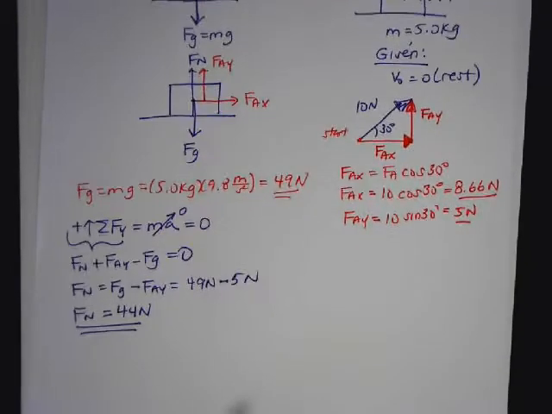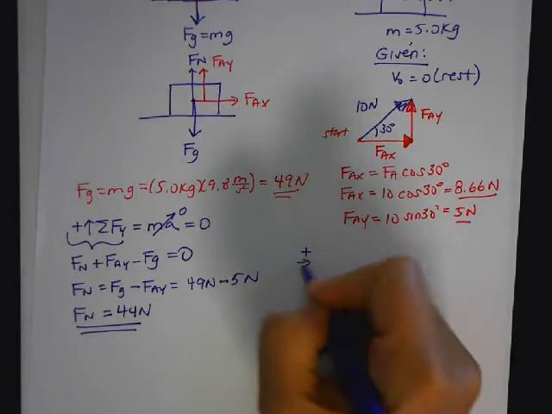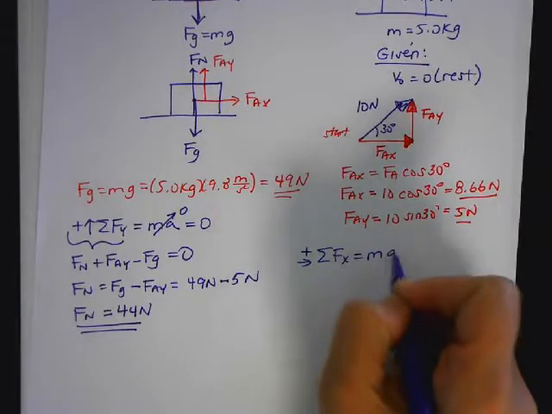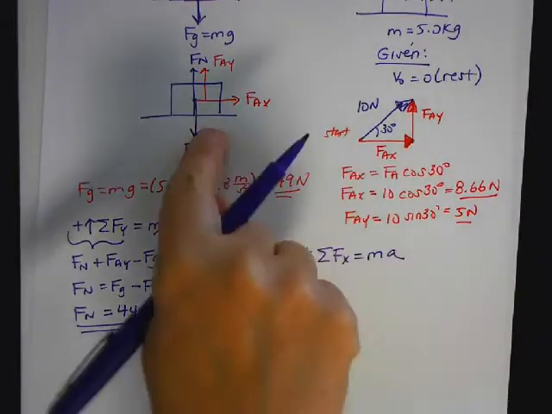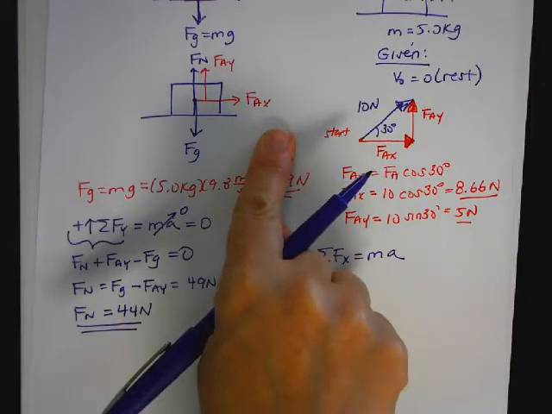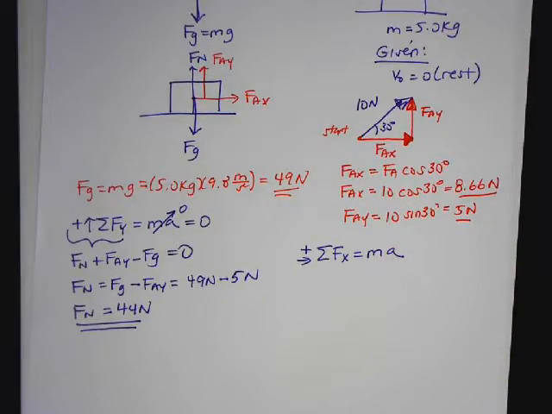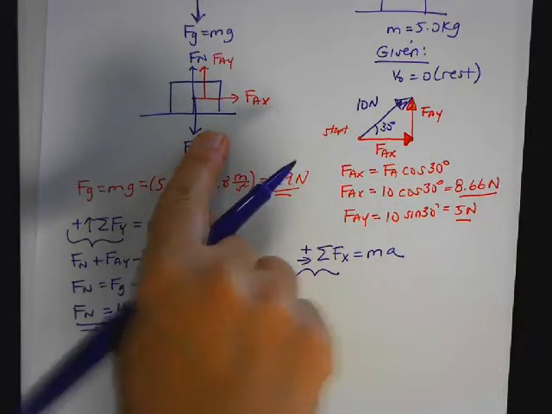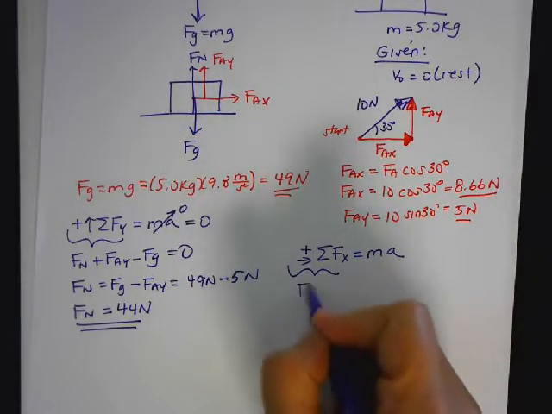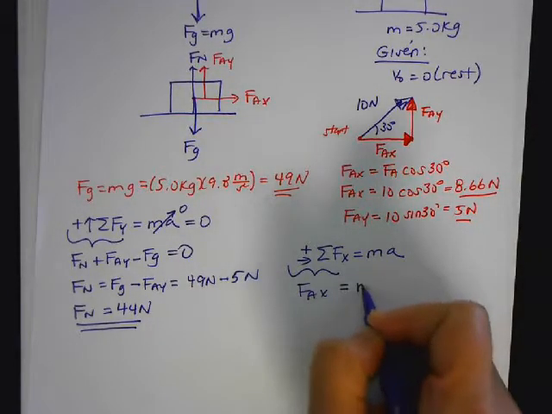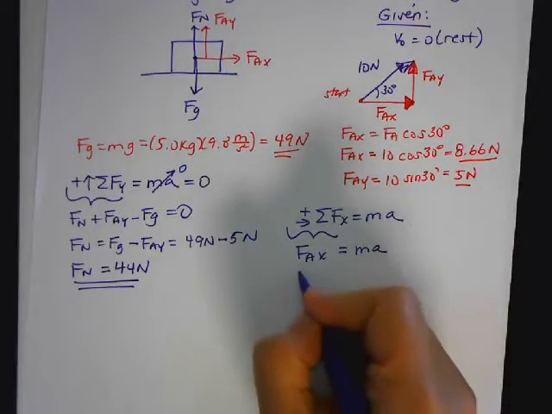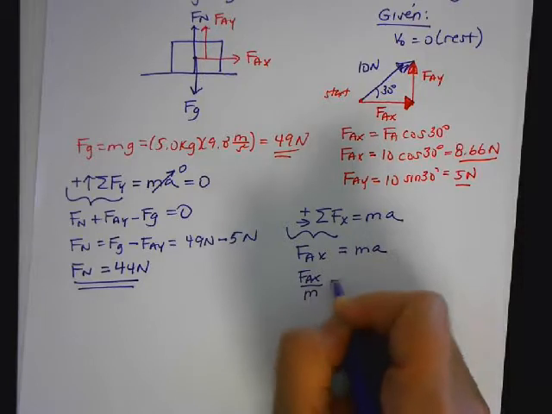Now I'll sum forces horizontally. Again, I look at this picture. Summation of F of x is equal to ma. Is this block accelerating in this direction? Yes, because the problem says find the acceleration of the mass, so this is not 0. When I look at my diagram, I only have one force. So Fax is equal to ma. I'll rearrange the equation and say Fax over m is equal to a.